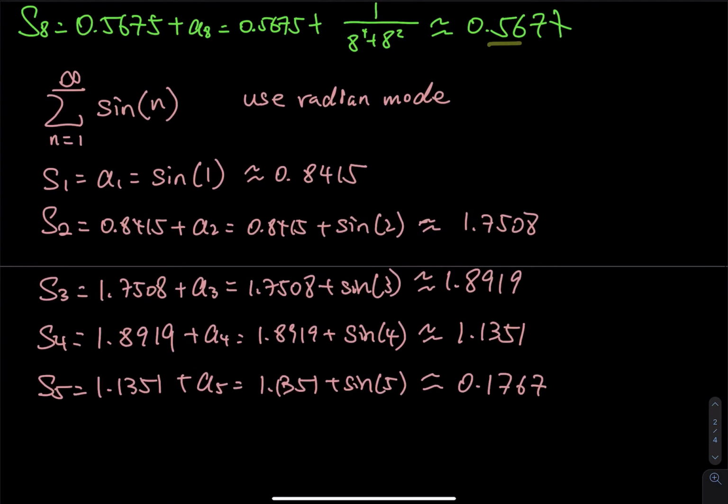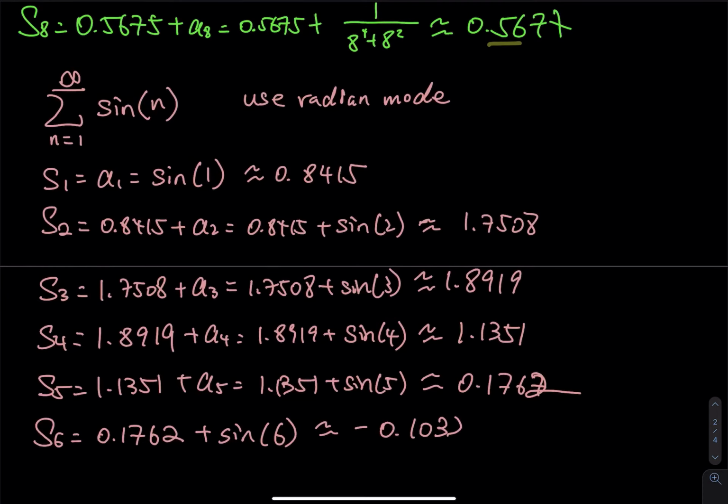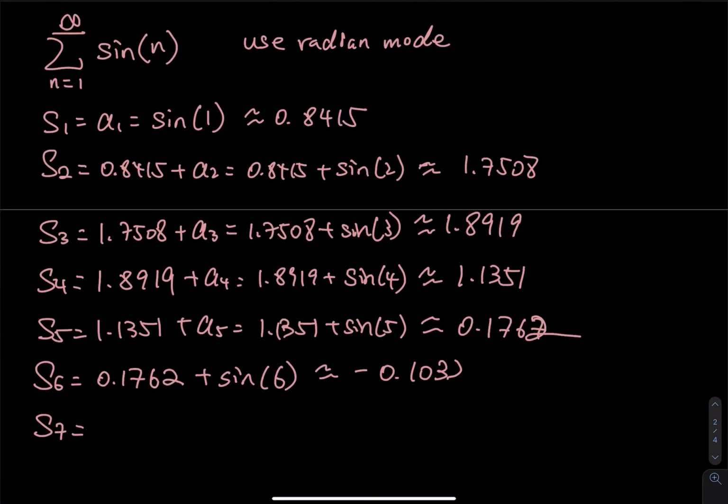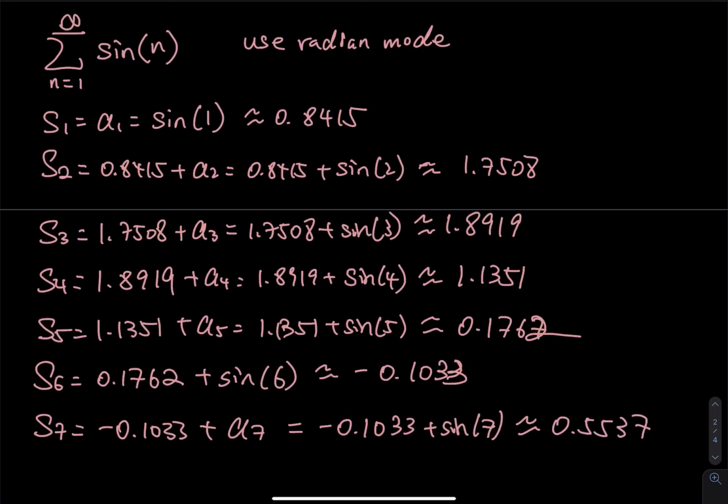So S6, we take 0.1762 and then plus sine of 6, right? You add the next term to it. So that one you have negative 0.1033. We are still decreasing. How about S7? You take negative 0.1033, and then you plus A7 to it. So that is negative 0.1033 plus sine of 7. This one is approximately equal to 0.5537. So that works like the graph of sine, right?